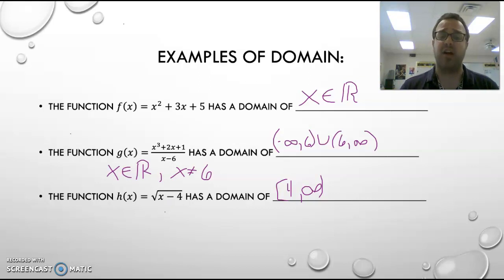I always say you want to just ask yourself, is there anything in this equation that will cause me an issue? Basically, is there going to be any division by 0, or is there going to be any negative underneath my square roots?